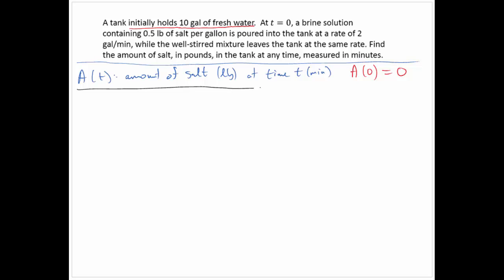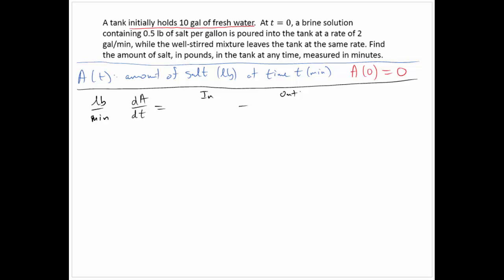All right, let's write the differential equation. dA/dt, the change in the amount of salt with respect to time, and remember that that rate has to be in pounds per minute. The units have to work out to pounds per minute. Okay, rate in minus rate out.